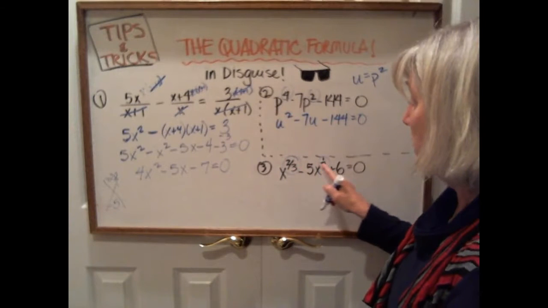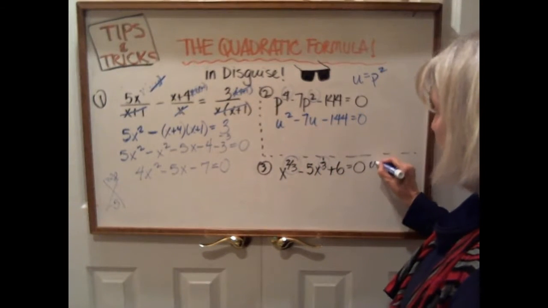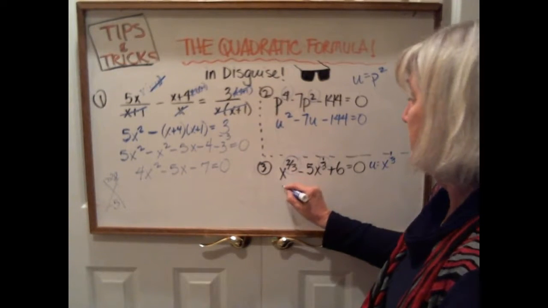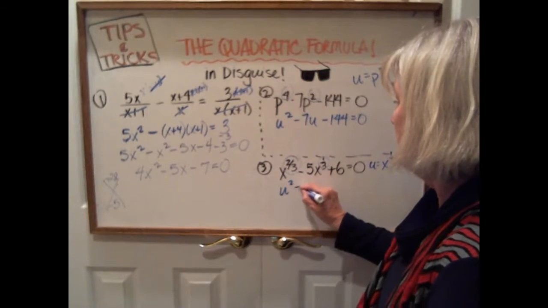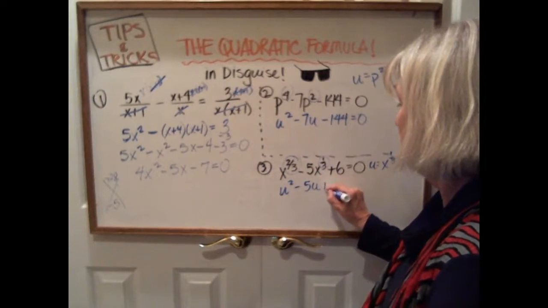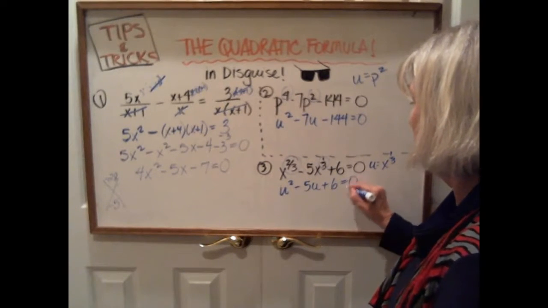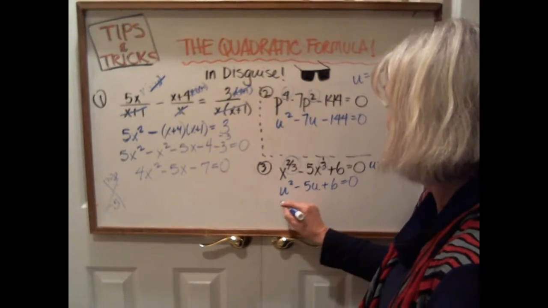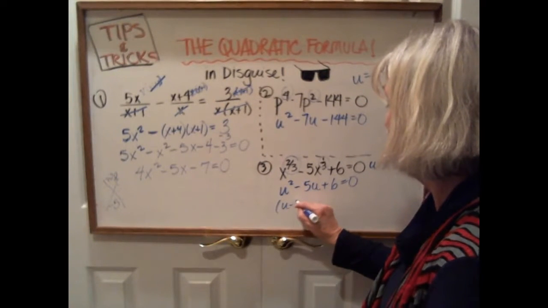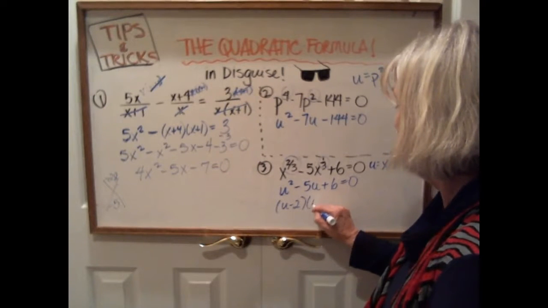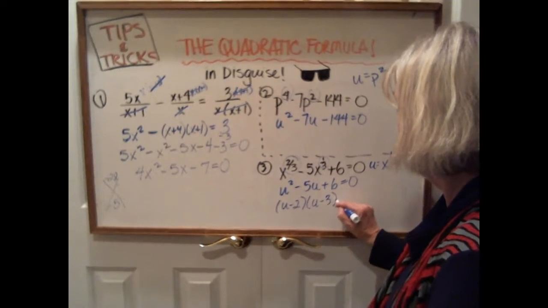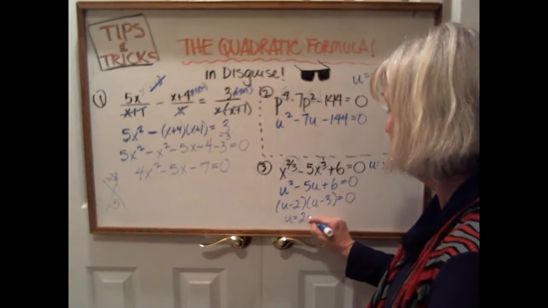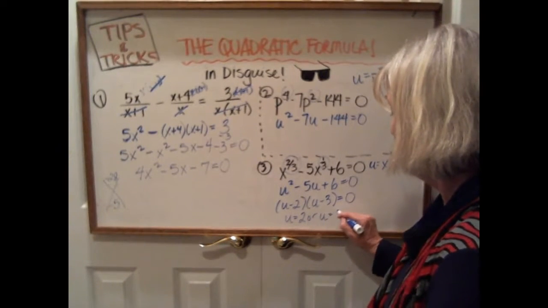Look at this, 2/3 is double 1/3. We can say u equals x to the 1/3. And so this would be u squared minus 5u plus 6 equals 0. And this can factor. It would be u minus 2 and u minus 3 equals 0. So u equals 2 or u equals 3.